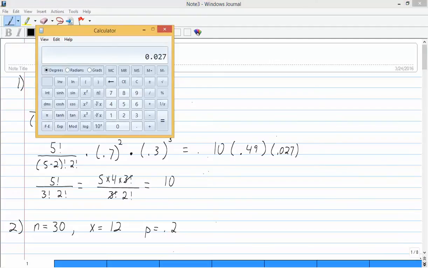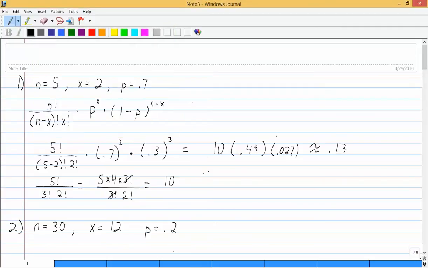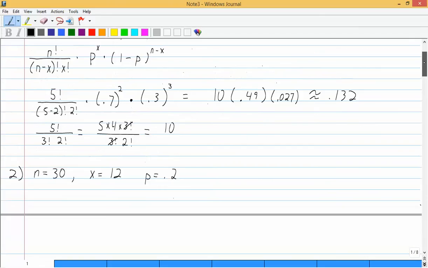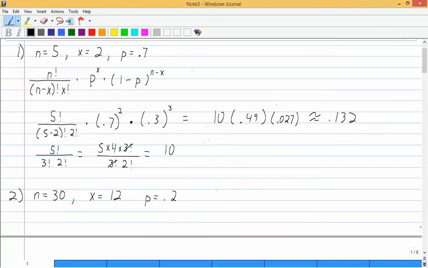Alright, so now we just multiply across. 10 times 0.49 times 0.027 equals. And if I rounded that to 3 decimal places, I have 0.1323, so that would be 0.132. Now what we're figuring out is the probability of having exactly 2 successes on this problem.